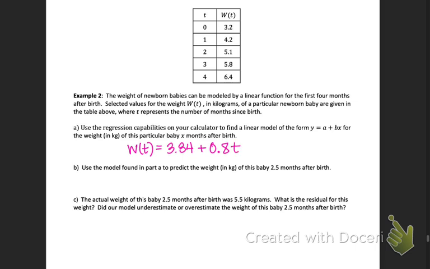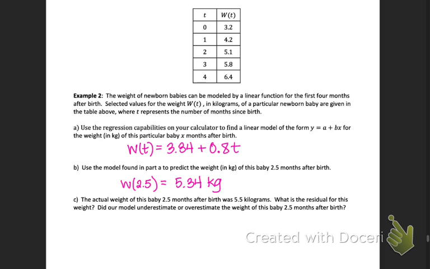Now, again, your graphing calculator used x and y, but the function they gave us used t and w of t for our independent and dependent. And then we used that model to predict what happens at 2.5. So w of 2.5, you're just going to put that in your calculator where hopefully you've stored w of t. And what we saw, again, was that we get 4.34 kilograms as the predicted value.